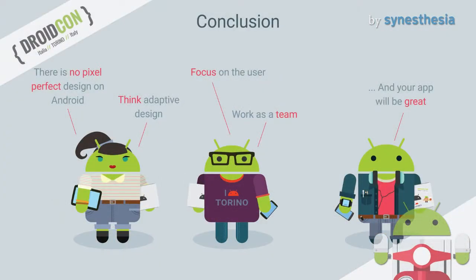So, as a conclusion, please remember, there is no pixel perfect design. It's sad, but it's true. You have to find another way to provide a nice design and a good experience. You have to think about adaptive design. It's like web in a way, but for mobile. You have to focus always on the user and work as a team. It's really, really important, and I will underline once again, to communicate inside the team, especially between designer and developer. And I have the feeling it's not a reality right now. And at the end, your app will be great, hopefully. And that's it.